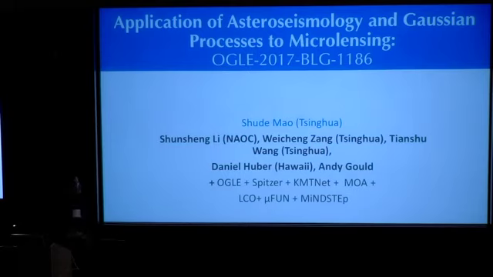Hello. So I'm delighted to have a chance to talk to you about application of astroseismology and Gaussian processes to microlensing in this particular case discovered by the OGLE collaboration. I hope these 2 techniques can find much wider applications in the future in the microlens field. All the work has been done by my PhD student Shunsen Li, who cannot be here due to a visa problem, Wei-Chen Zhang, who is here today, and many other people, including some in the audience, and survey and follow-up teams.